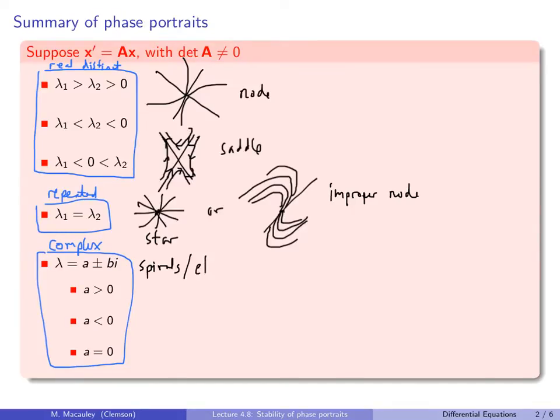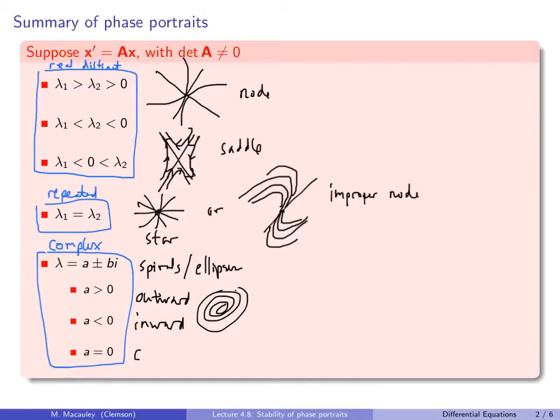These are going to be spirals or ellipses, or some combination like spiraling ellipses. When a is positive, we have outward spirals. When a is negative, the spirals are inward. So we have things like this. I'm not going to draw an arrow on it, so you can't really tell. And then when a equals 0, they are concentric.